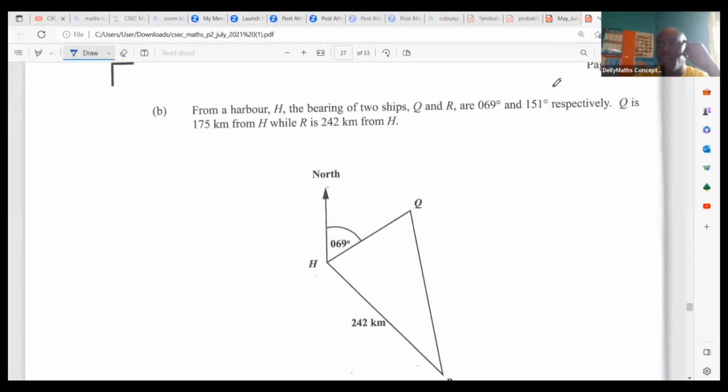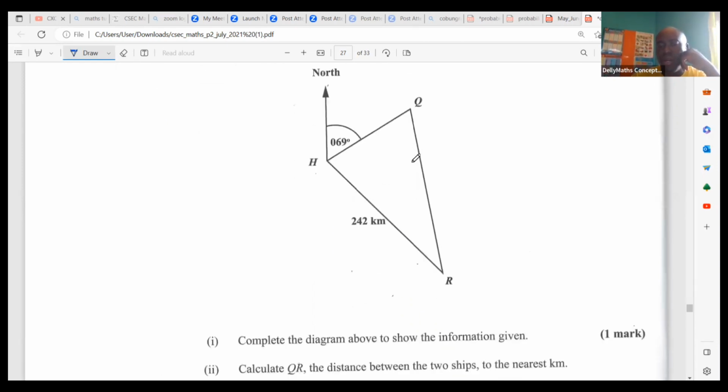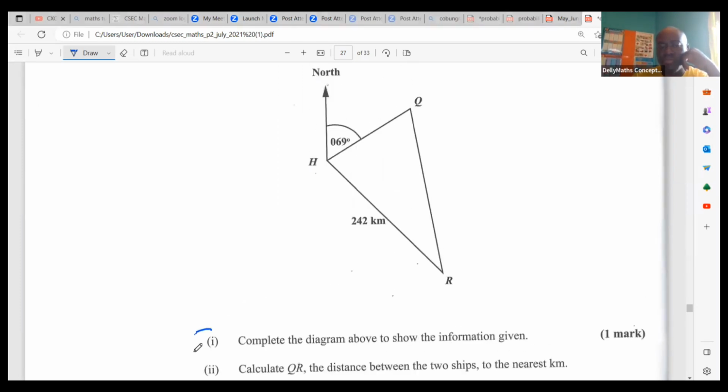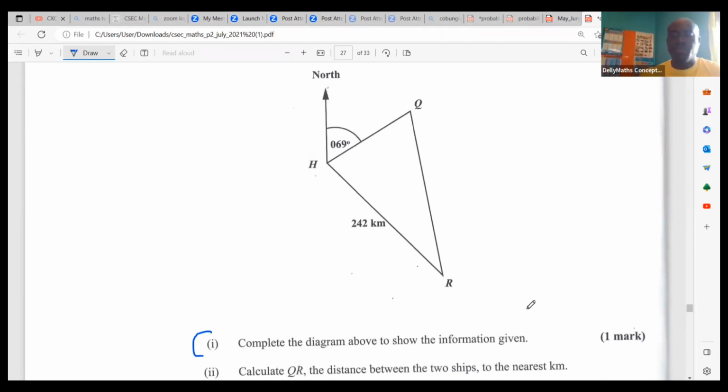Here goes the first question. It reads, from a harbor H, the bearing of two ships Q and R are 69 and 151 degrees respectively. Q is 175 kilometers from H, while R is 242 kilometers from H. All right, so that's the diagram we're looking at. First question reads down the bottom, and it says, complete the diagram above to show the information given.